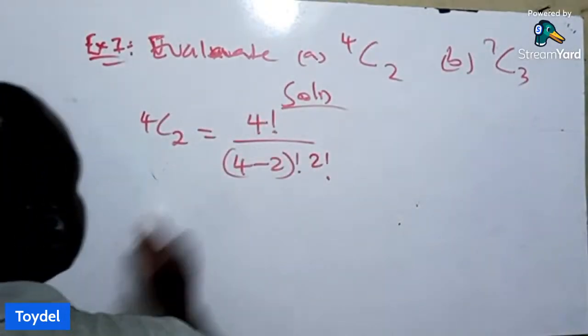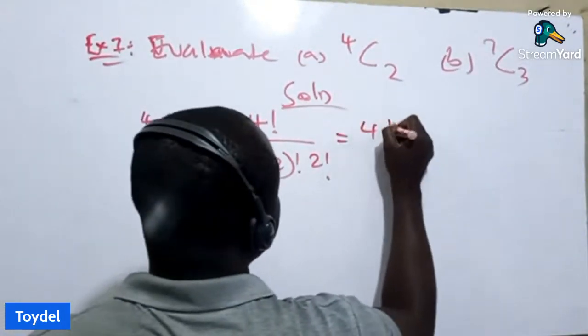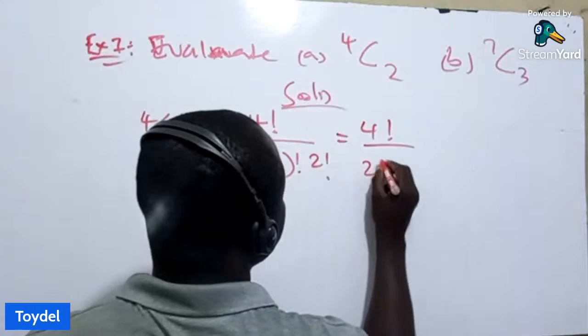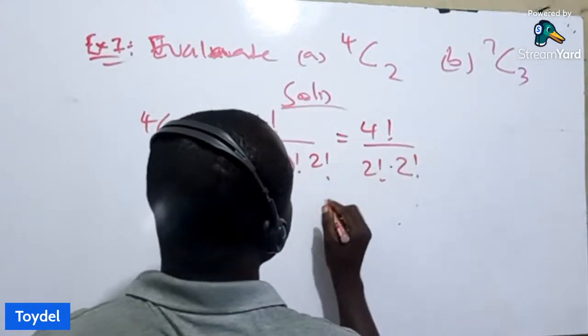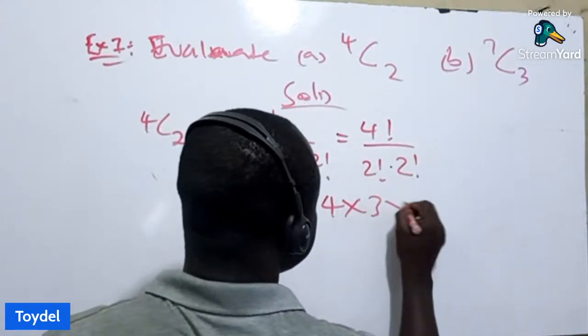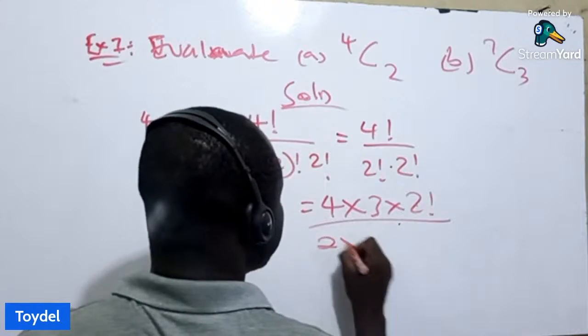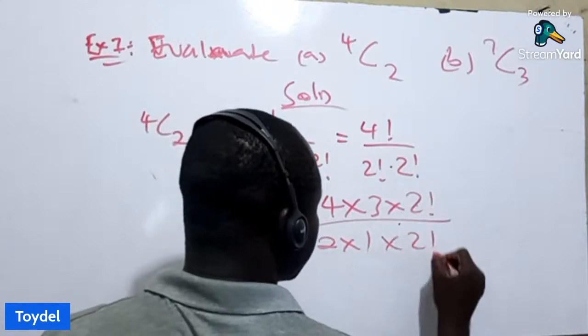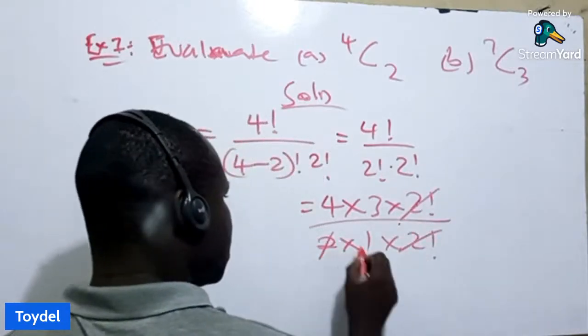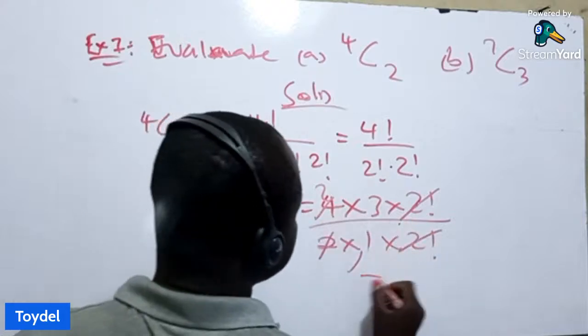So this is what we are going to get. At the end of the day, we have 4 factorial all over 4 minus 2, which is 2 factorial, times 2 factorial. Here I'm going to reduce: 4 times 3 times 2 factorial all over 2 factorial, which is 2 times 1, then multiply by 2 factorial. This will take care of this. 2 here 1, 2 here 2. 2 times 3, that's 6.